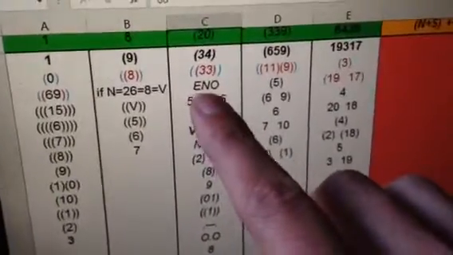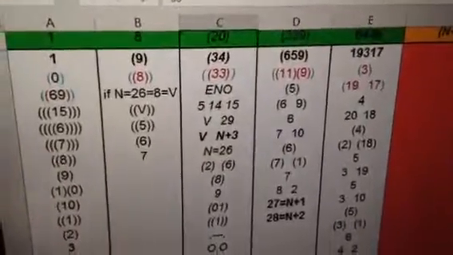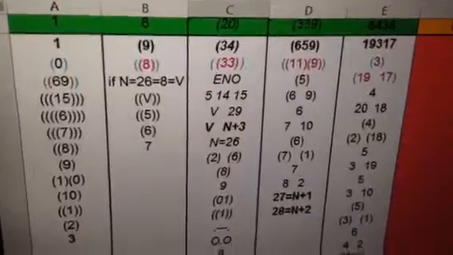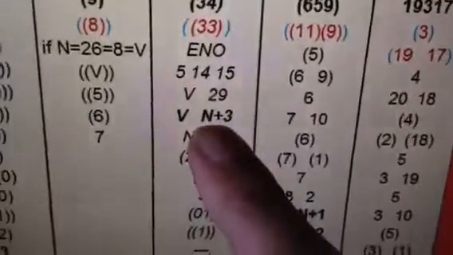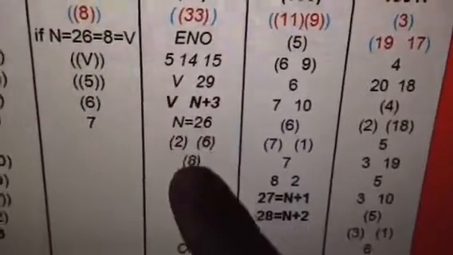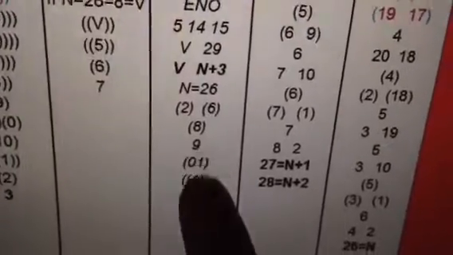And look. E-N-O. Enoch. Makes me think of Enoch. Anyways, E-N-O. 5, 14, 15. V and a 29. A 29 is the n plus 3. We all think of V as a 5. Anyway, V and n plus 3. N is equal to 26. 2 and 6, which is an 8. Which is a 9.